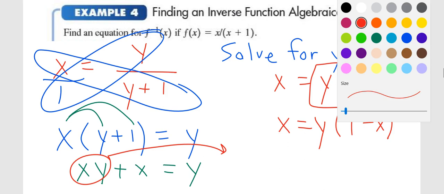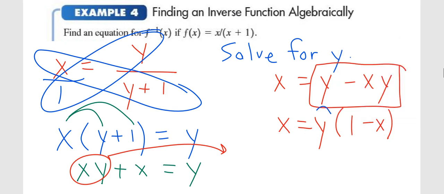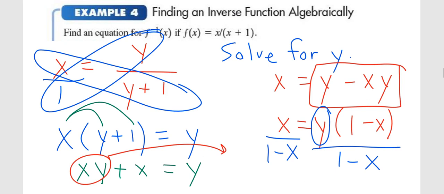And now for our last trick to get y by itself, what are we going to do? Divide by 1 minus x. And that is how you get y by itself. Yeah, we had to cross multiply, we had to distribute, we had to get the y terms on the same side. I have a lot of kids that get lost in this process.